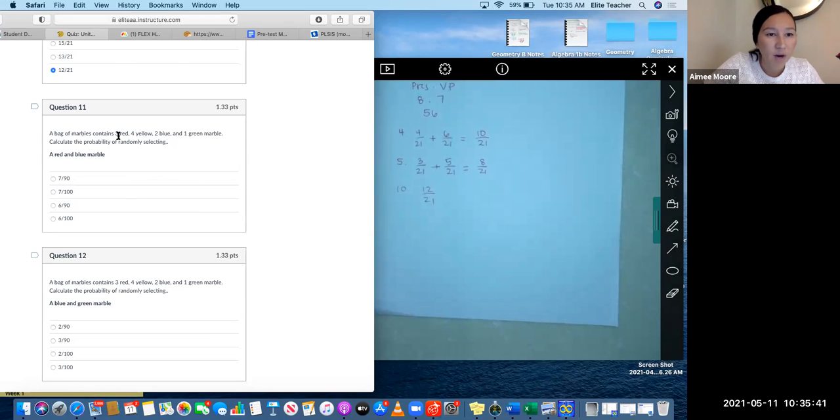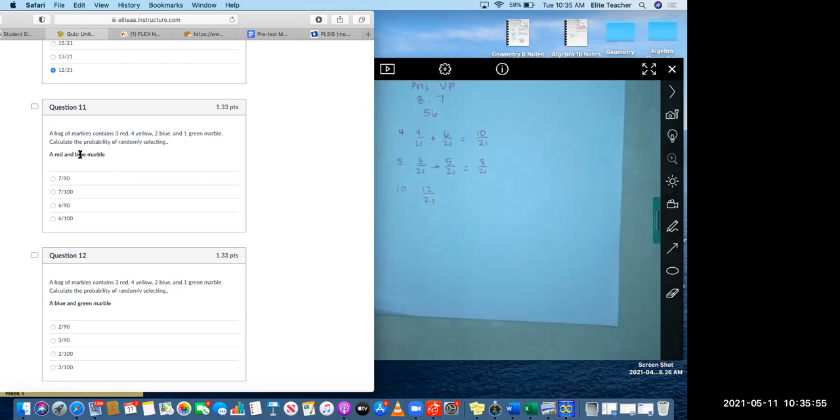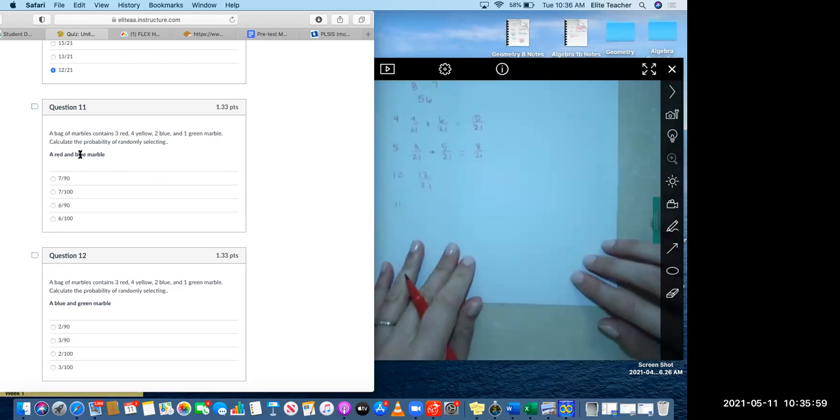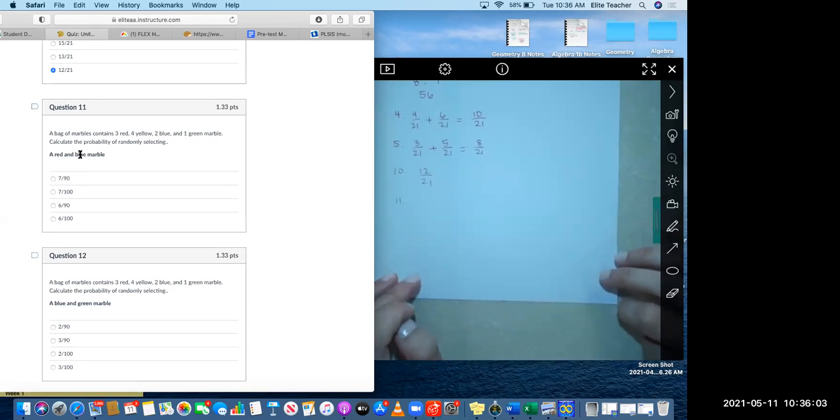Okay, a bag of marbles contains, oh, this is a different bag. So marbles contains 3 red, 4 yellow, 2 blue, and 1 green. So now what's the probability of randomly selecting a red and blue marble? So if it's an and, what do we have to do? Multiply. We have to multiply.